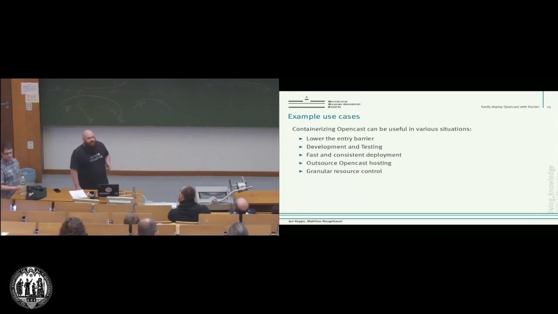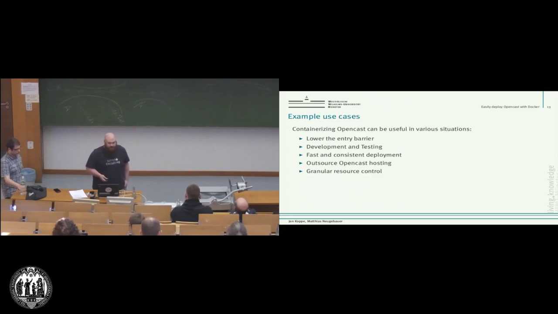Some example use cases that I'm going to show you now, because I think some of you are asking, well, why would I want to use Opencast with Docker? I can just do it with RPM packages or something. Yeah, we have these five use cases: lowering the entry barrier to using Opencast, development testing, deployment, outsourcing your Opencast servers, and some nice use cases that come from the granular resource control.